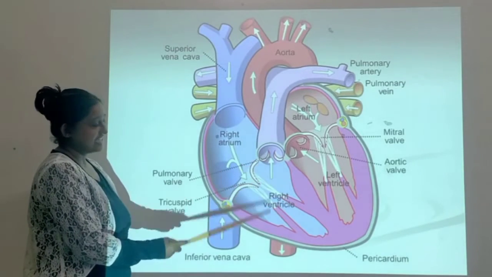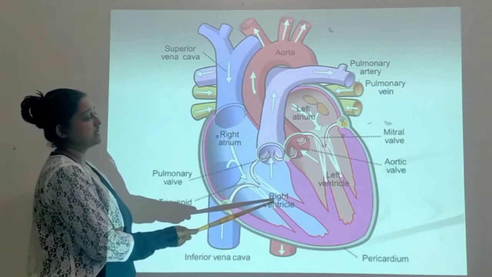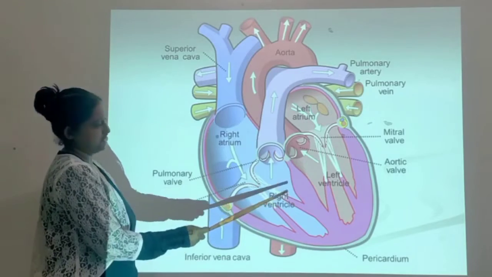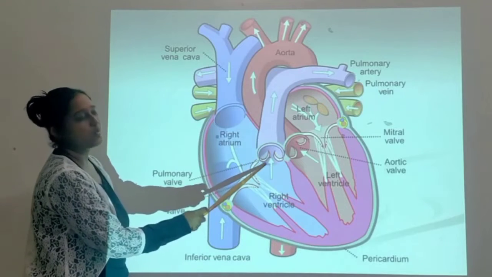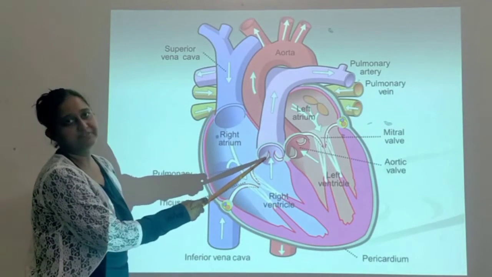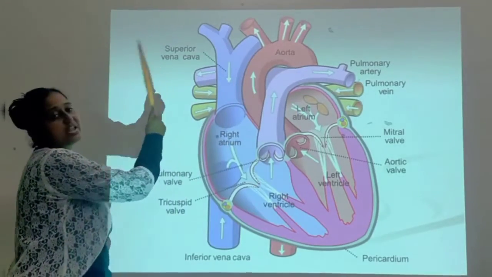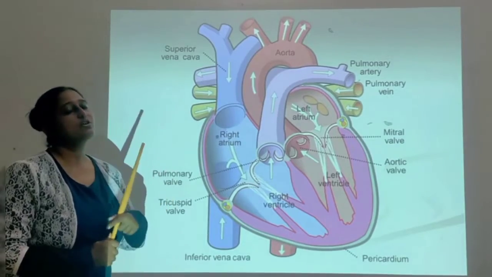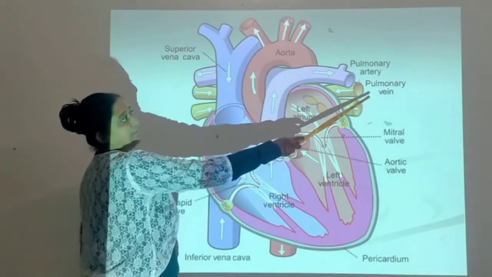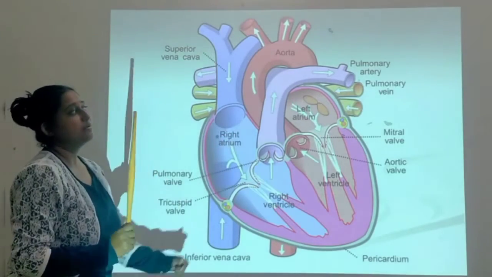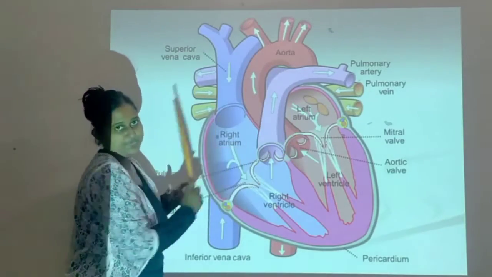Then the next stage starts. The right ventricle causes an increase in the pressure which causes contraction. Due to the contraction, the blood travels into the pulmonary artery via the semilunar valve. This valve is termed as the pulmonary valve. From the pulmonary artery, the blood enters into the lungs for purification, that is oxygenation. From the lungs, it enters back into the heart via the pulmonary veins. So, the pulmonary veins carry oxygenated blood from the lungs to the left atrium.